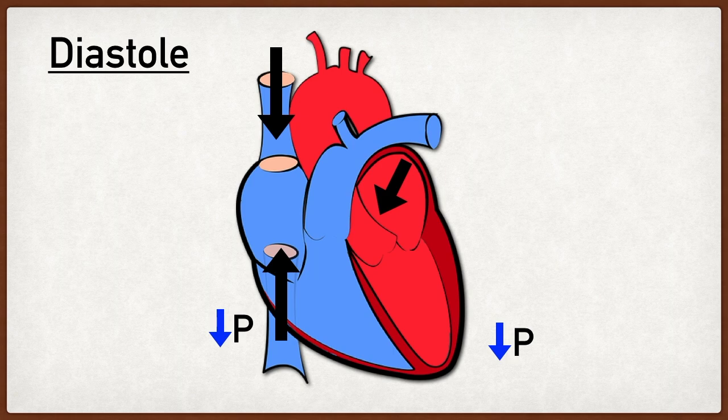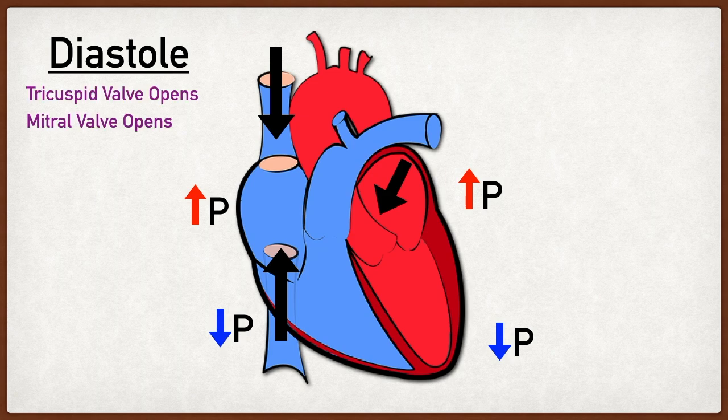As blood starts to fill up the atria, the atrial pressures are going to increase. Eventually those atrial pressures are going to surpass the ventricular pressures. Remember, the ventricles are in a low pressure state because they're relaxed. Once the atrial pressure surpasses the ventricular pressure, the tricuspid valve and mitral valve will open.